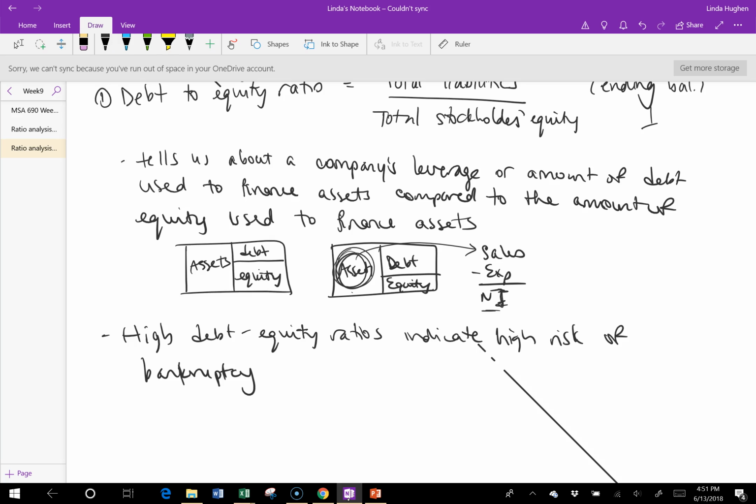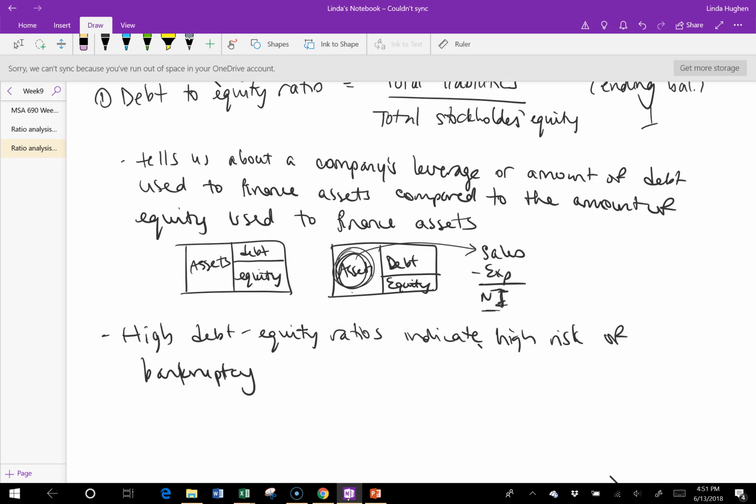Typically a lender will have an agreement or a debt covenant with the company that says your debt to equity ratio cannot go higher than a certain amount. And if it does, they will demand repayment, or you'll have to sell off some assets or raise cash by issuing more stock in order to change your debt to equity ratio, because those debt holders, the lenders, are concerned about repayment.